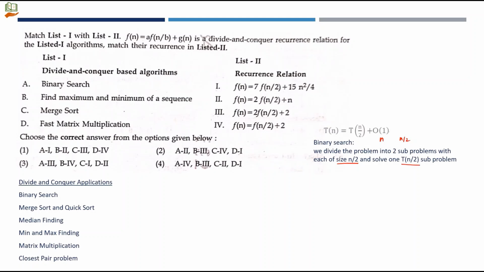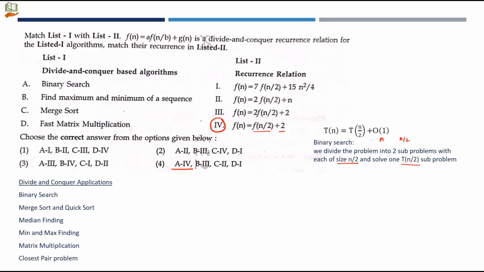What will the t of n equation be? It will be t of n divided by 2 plus big O of 1. This will be the complexity case. And here this is equated to option number 4. This n by 2 is what they have mentioned in f of n by 2, and big O of 1 is just a constant, so here constant 2 is placed. Binary search is mapping to list 2 fourth option. A4 is found in option number 4. So let's check the other options too.